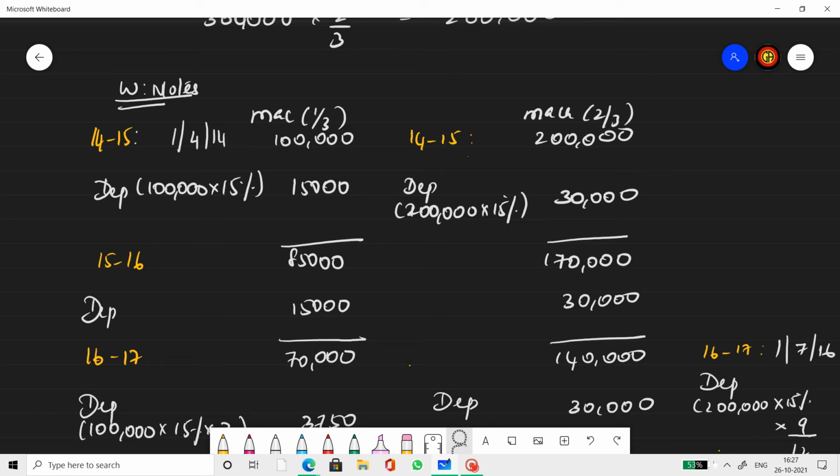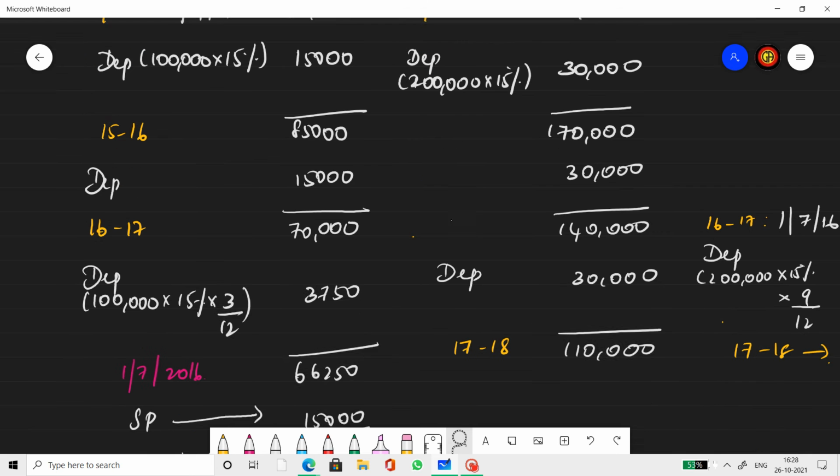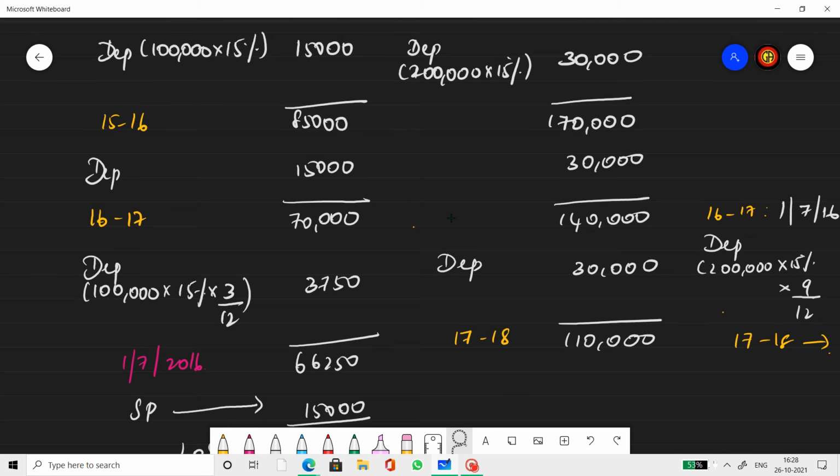Now, since the machine was bought on the first day of the year, it would be used for the whole period. So depreciation will be 1 lakh at 15% into 12 by 12 for the whole period. So that is 15,000. Whereas for the next one, it's 2 lakh at 15%, which is 30,000. So the book value for the next year is 85,000 and 1,70,000. Next year, the amount of depreciation is the full, because it's again used for the whole period. So 15,000 and 30,000. Then the book value for the third year comes to 70,000 and 1,40,000.